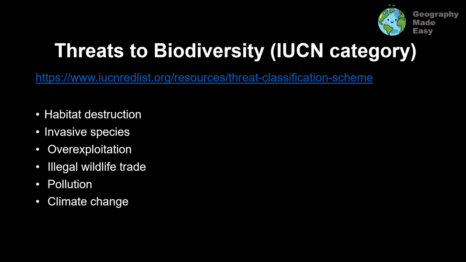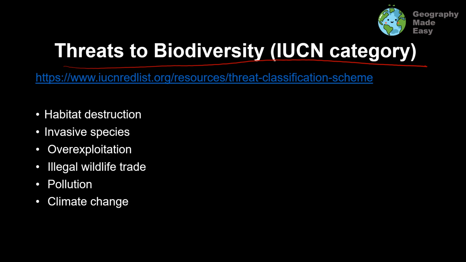Now let us discuss the threats to biodiversity according to the IUCN category. So we have the link. If you click on this link, you will be able to see the Red List. What are the factors which are the threats to biodiversity? Habitat destruction by cutting down forests, by making roads, by mining, etc. Invasive species, we have already discussed this.